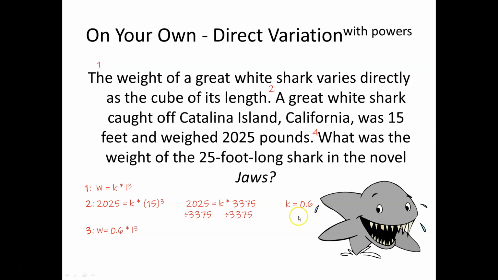All right, step 3. We plug that 0.6 back into this original equation. So W equals 0.6 times L to the third. Then step 4, we answer the question.